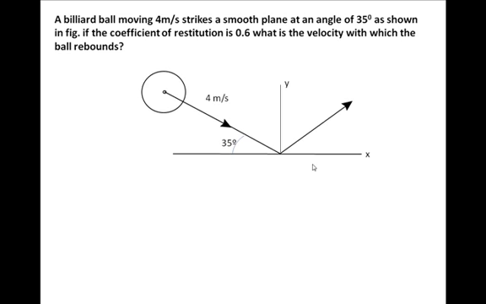Now let's look at a typical problem. It says a billiard ball moving at 4 meters per second strikes a smooth plane at an angle of 35 degrees as shown in the figure. See, this is 35 degrees, this is the billiard ball, and this is its velocity. Now, if the coefficient of restitution is 0.6, what is the velocity with which the ball rebounds? So, the ball comes like this. We want to know when it rebounds, what is its velocity.